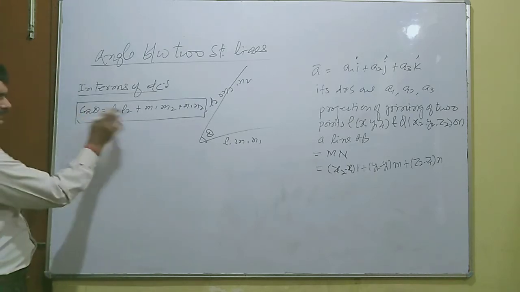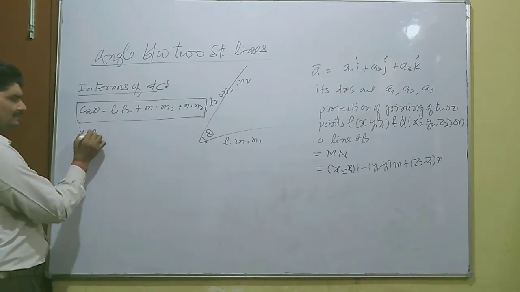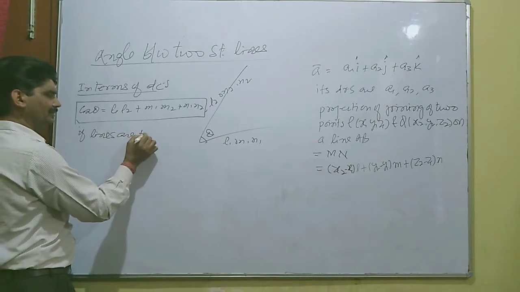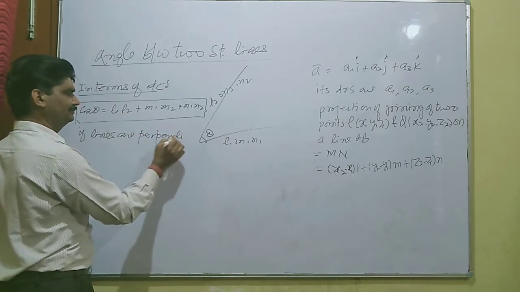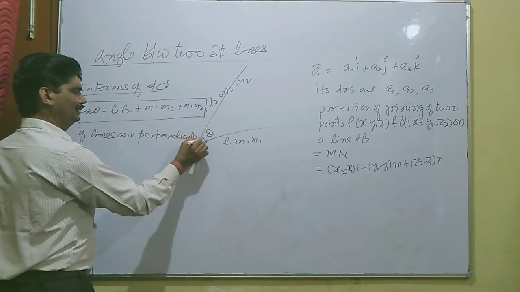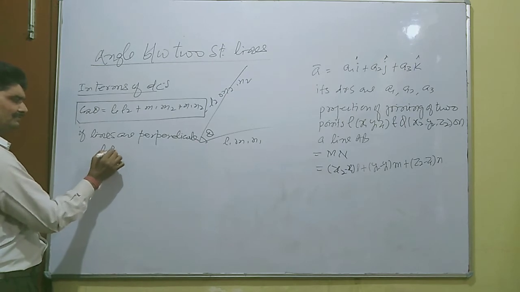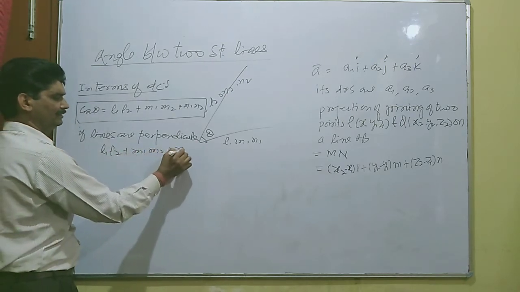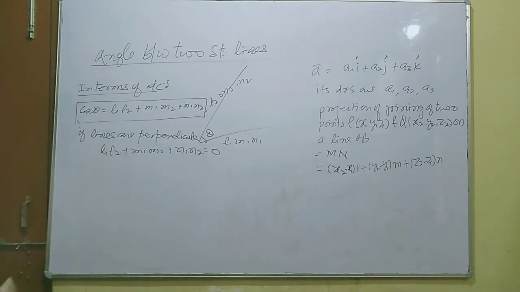And in particular, if the lines are perpendicular, that is theta is 90, cos 90 is 0, so its condition will be l1 l2 plus m1 m2 plus n1 n2 equal to 0. It is called the condition of perpendicularity.